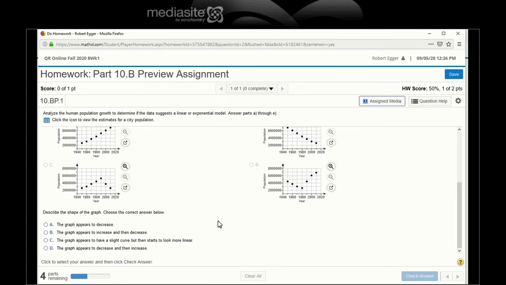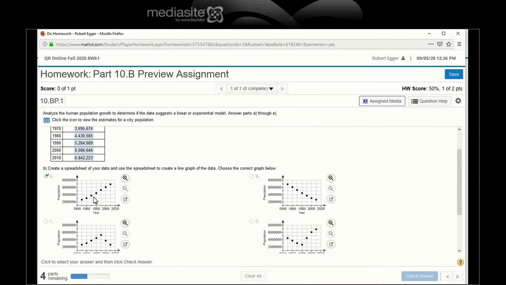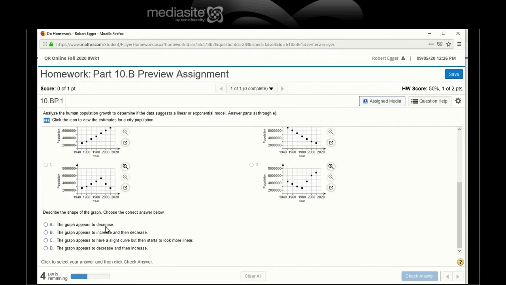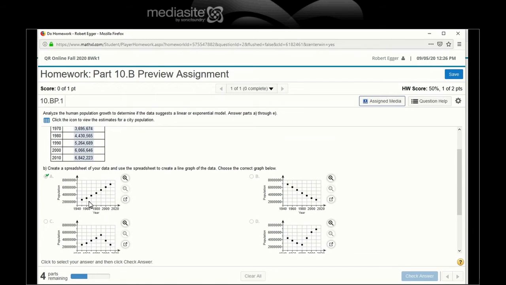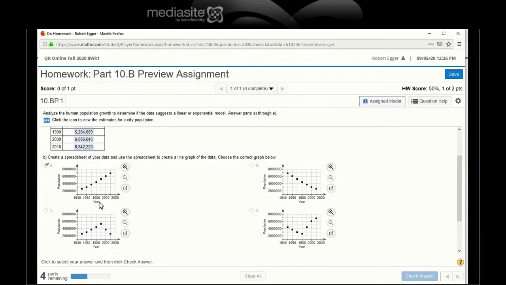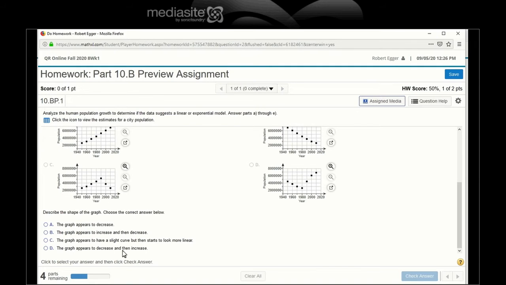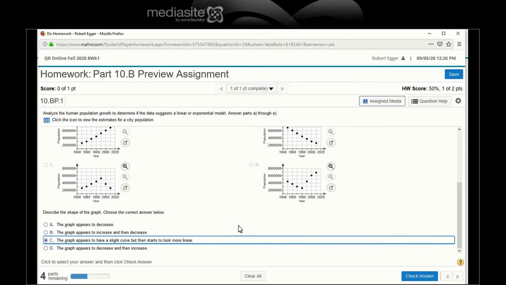Okay, describe the shape of the graph. It appears to be consistently going up, pretty linearly. Kind of a sharp uptick here. The graph appears to decrease? No. Increase and decrease? No. Graph appears to have a slight curve, but then starts to look more linear. Yep. Here's kind of like that little curve area. Graph appears to decrease and then increase? The only one that even matches the data is this one.